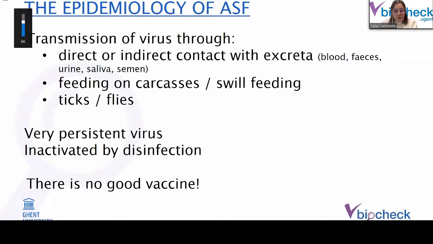Of course, as probably most of you also know, carcasses are a huge risk of transmission of the disease, mainly carcasses from wild boars, but also from domestic pigs, and swill feeding is also something that I already mentioned. And then depending on the country or the continent, we also have ticks and flies that have their part in the transmission. The problem is that the virus is very persistent, and that's one of the main reasons why new waves of African swine fever keep coming up from time to time.